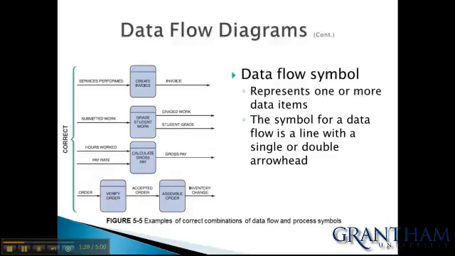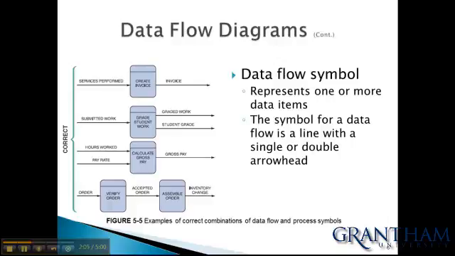For data flow, it represents one or more data items. The symbol for data flow is a line with a single or double-headed arrow. In the example, it shows you a process symbol as well as a data flow. The first example shows a create invoice. Inside create invoice, it has coming into the process, services performed, and going out of the process, an invoice. Again, having an input and an output.